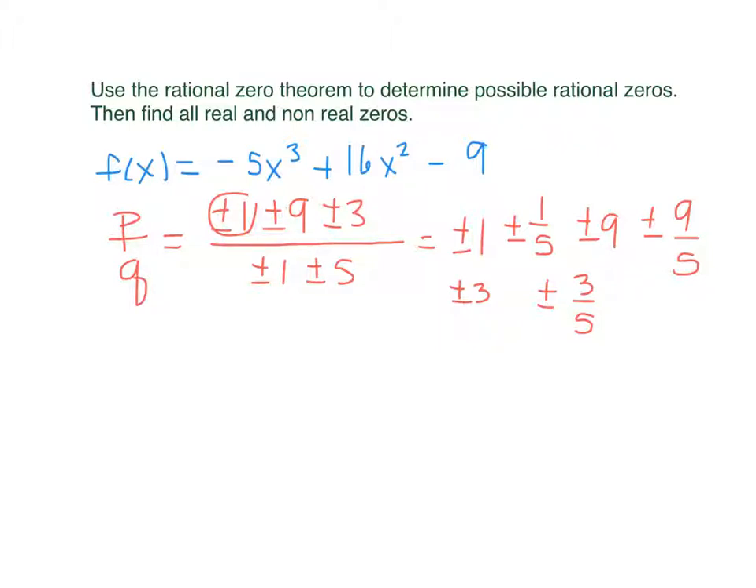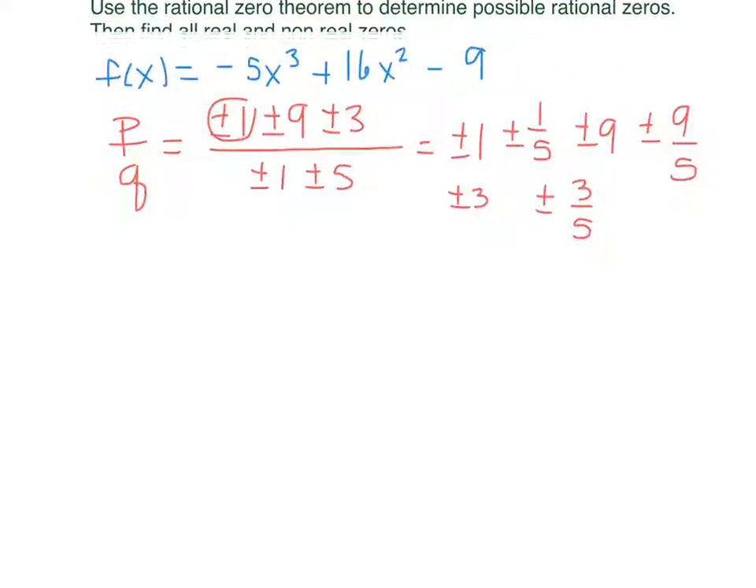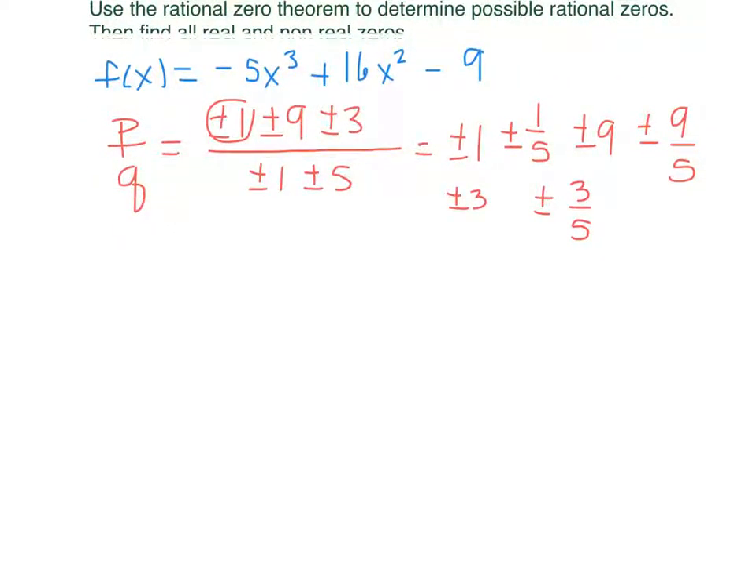So here's where it is just trial and error with synthetic division. All right, so let's just start off with negative 1. I'm going to test out negative 1, see if it is a zero of this function. So we've got to list out the coefficients of the polynomial. So we have negative 5 and then positive 16.